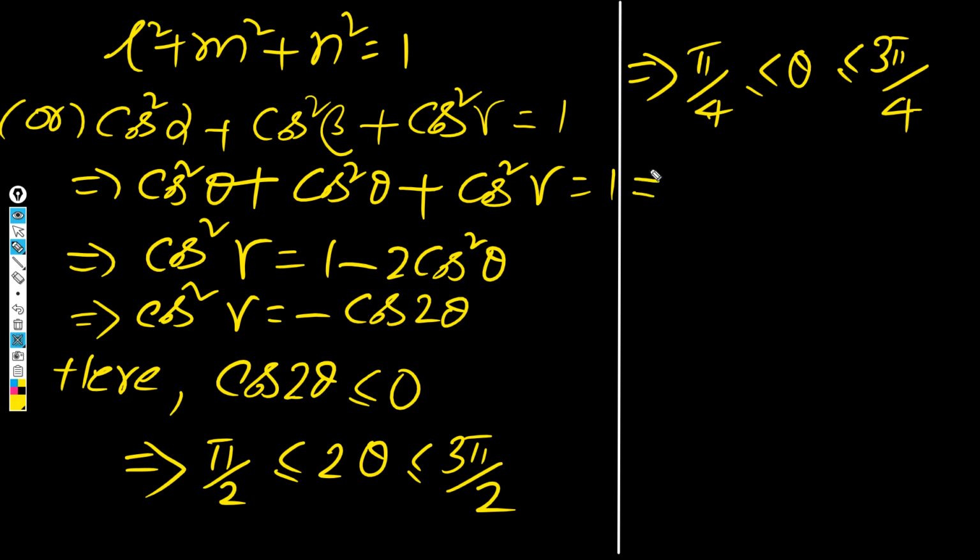Now apply cot theta. Cot is a decreasing function, and hence the inequality reverses. Cot pi by 4 greater than or equal to cot theta greater than or equal to cot 3 pi by 4.